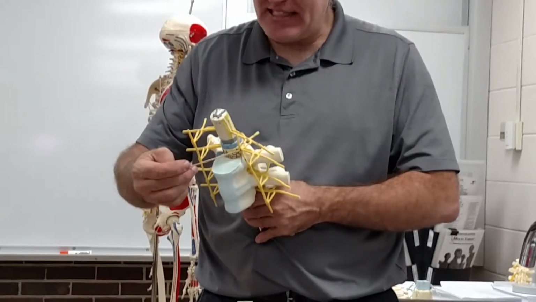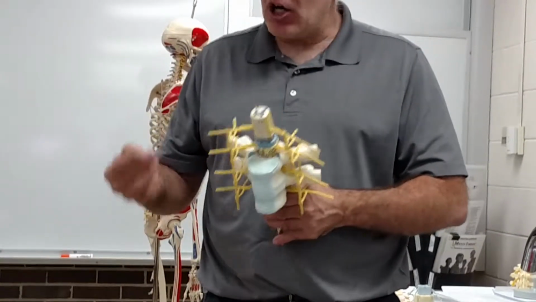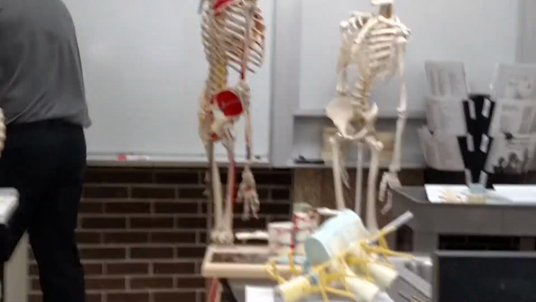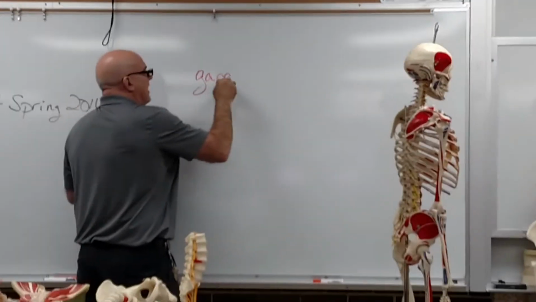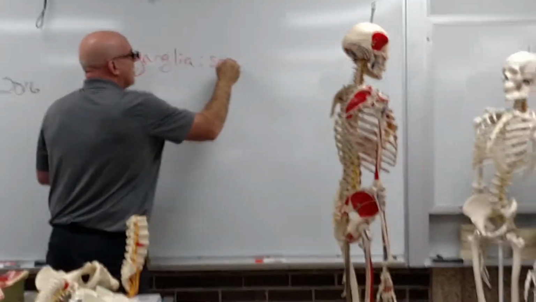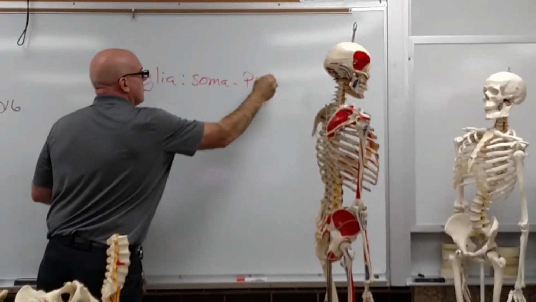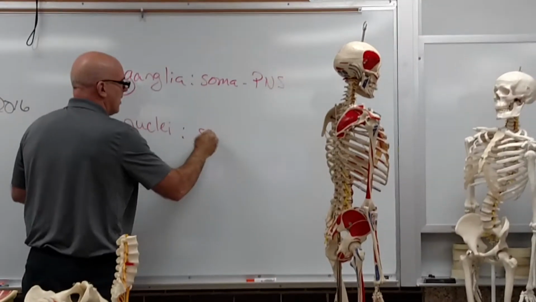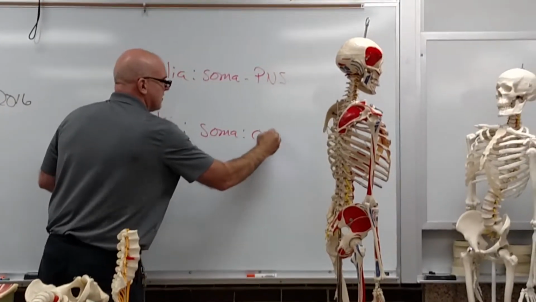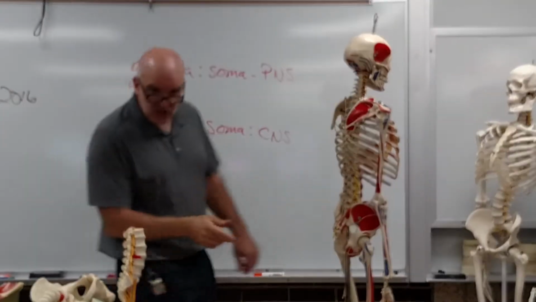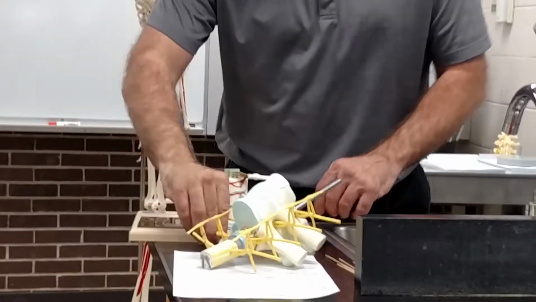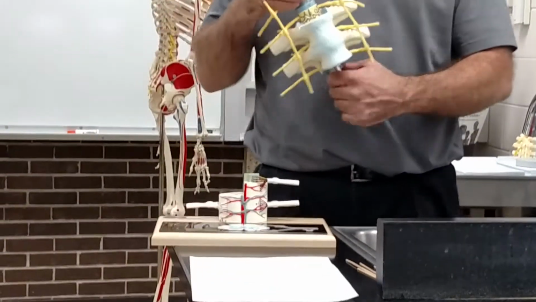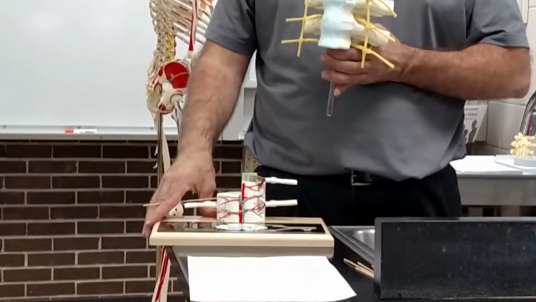This right here is where they synapse. And a collection of soma in the peripheral nervous system are called ganglia. A ganglia is a collection of soma in the peripheral nervous system. A nuclei is a collection of soma in the central nervous system. So nuclei and ganglia are the same darn thing. It's just that ganglia is a word used for the peripheral nervous system, and nuclei is a word used for the central nervous system.